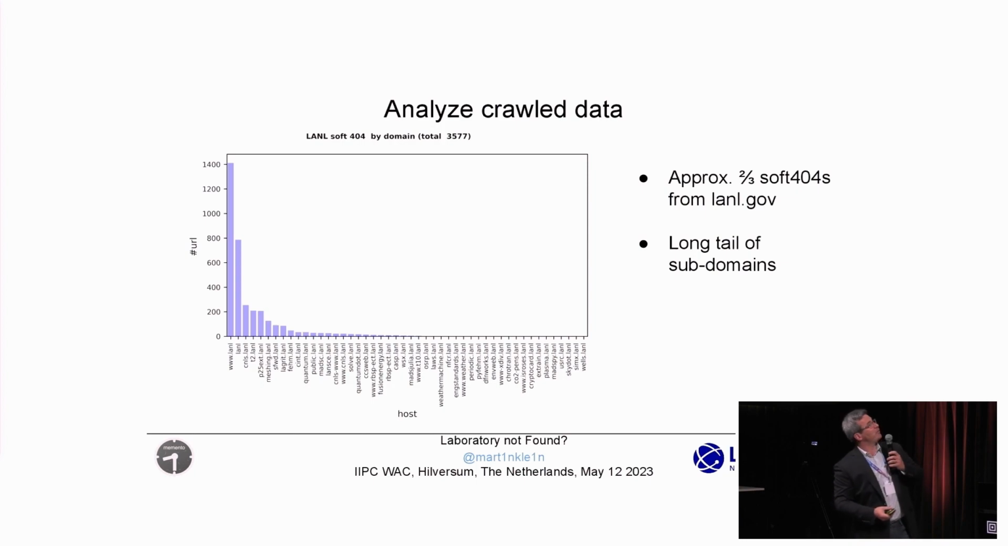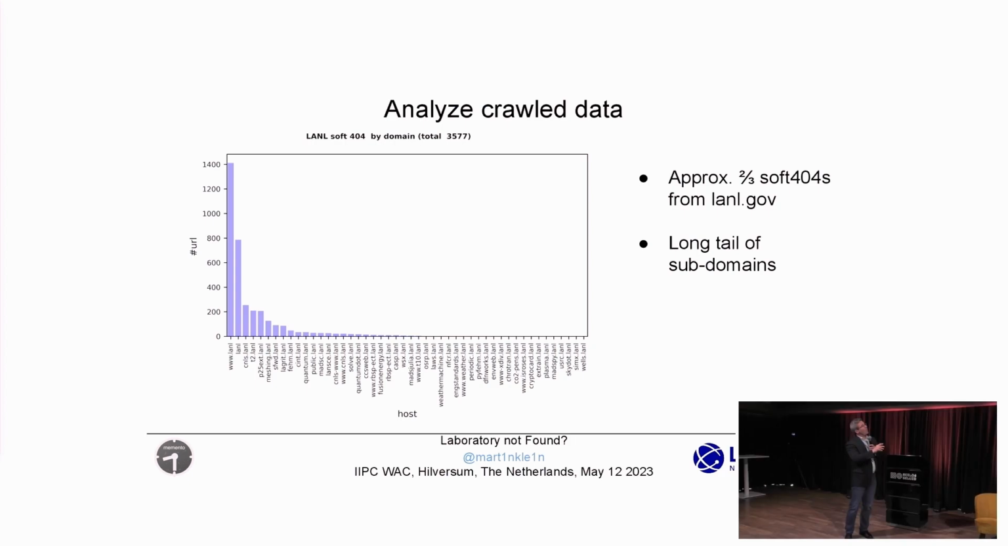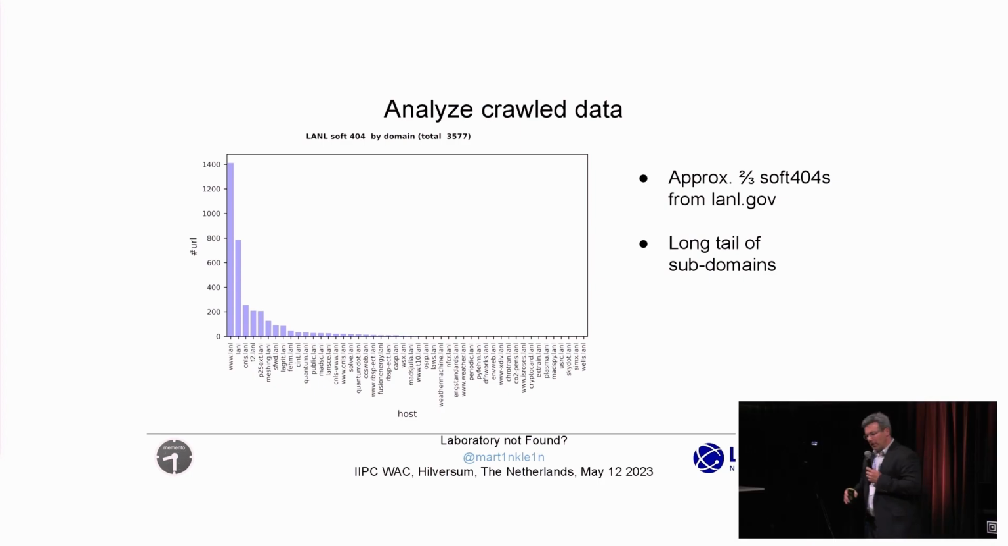All right. So this is not necessarily meant to be read, but on the x-axis here, you have all the subdomains where we found those soft 404s, and there are 2 takeaway messages. The vast majority are basically from the canonical URI, lanl.gov and www.lanl.gov. So that's where we find most of the soft 404s. But secondly, interestingly enough, there's a long, long tail of subdomains where we do find some of those. Not a lot of them, but some of them.